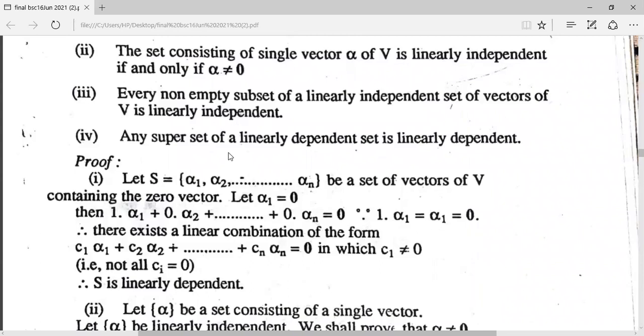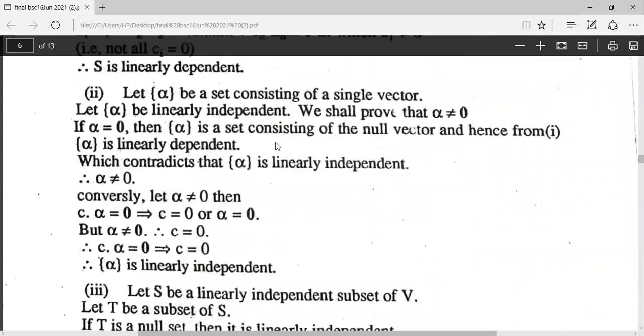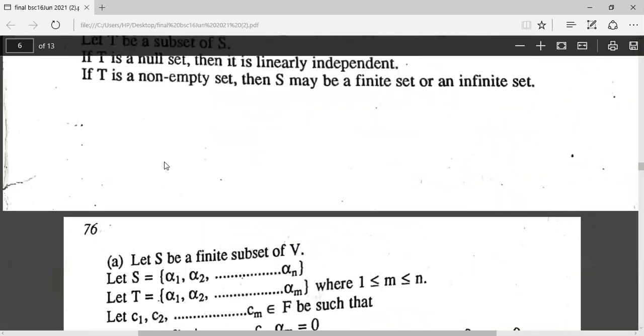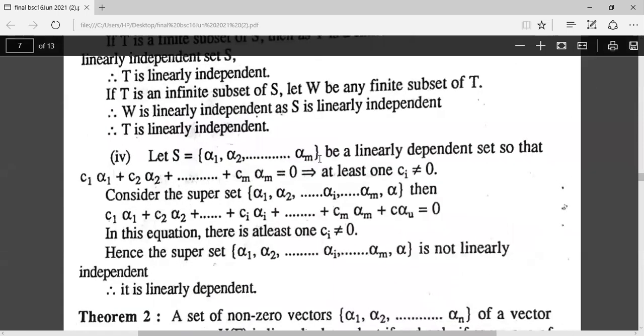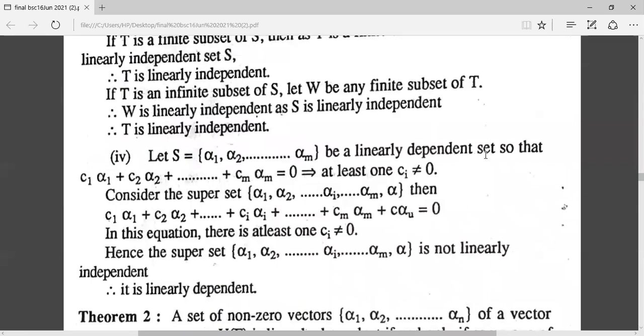What do I have to do? Superset of a linearly dependent set is linearly dependent. That is the meaning of this. So let capital S equal alpha 1 to alpha m be a linearly dependent set, so that C1 alpha 1 plus C2 alpha 2 plus up to Cm alpha m is 0 implies not all the scalars are zeros.